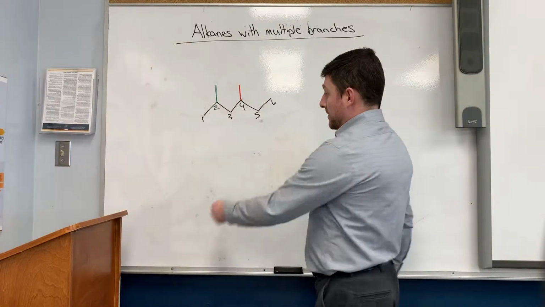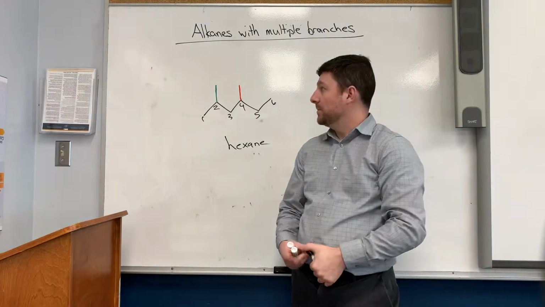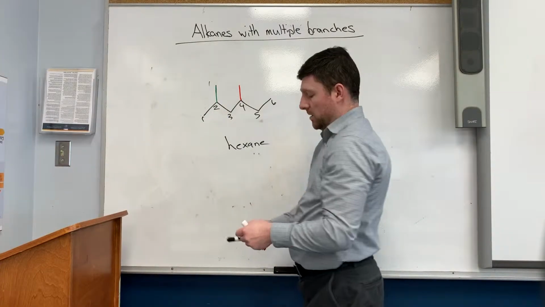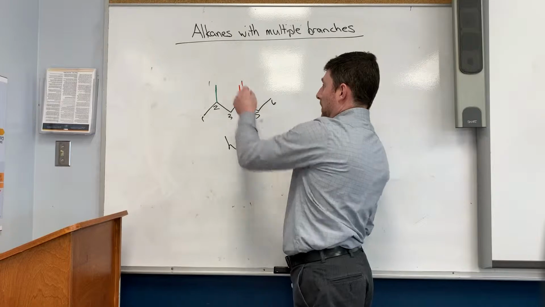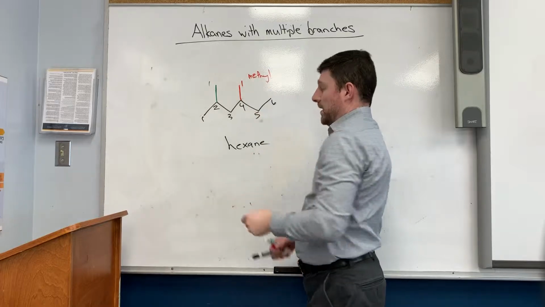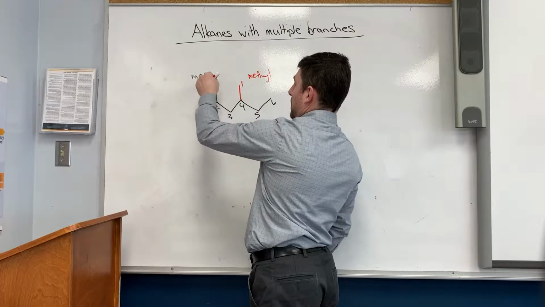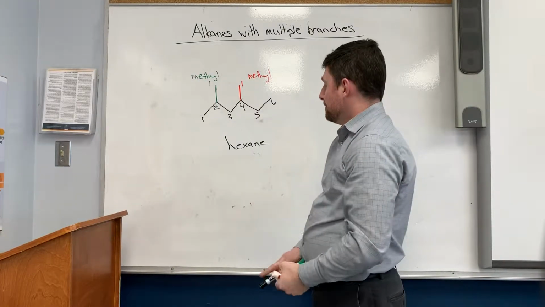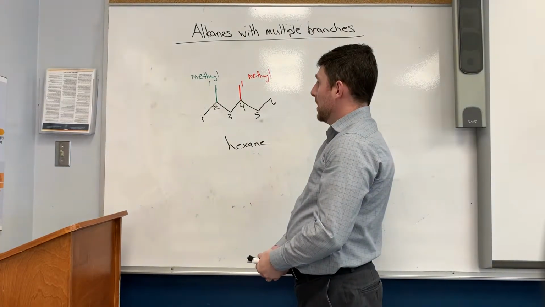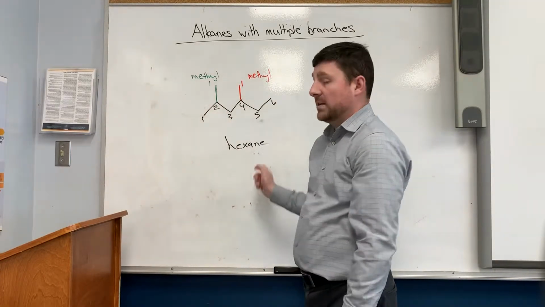So now I have my main chain. It's a hexane, that doesn't change. But now I've got 2 branches. We can see that this one is only 1 carbon long, and this one is also 1 carbon long. So according to our naming of branches, this is going to be a methyl branch, and this is also going to be a methyl branch. So based on our previous naming, we might want to call this 2-methyl 4-methyl hexane.